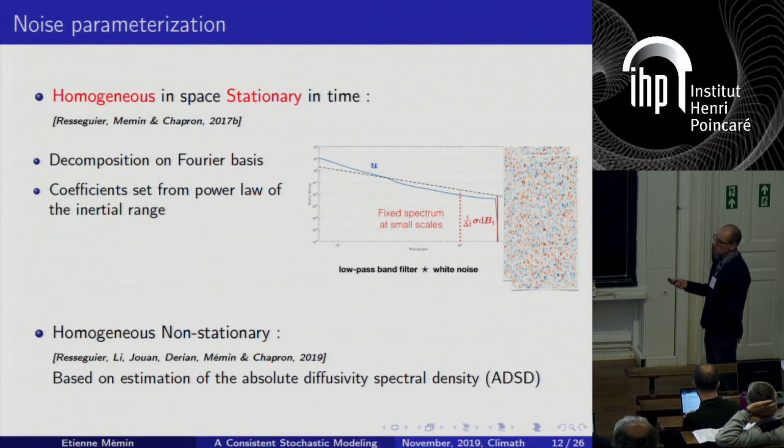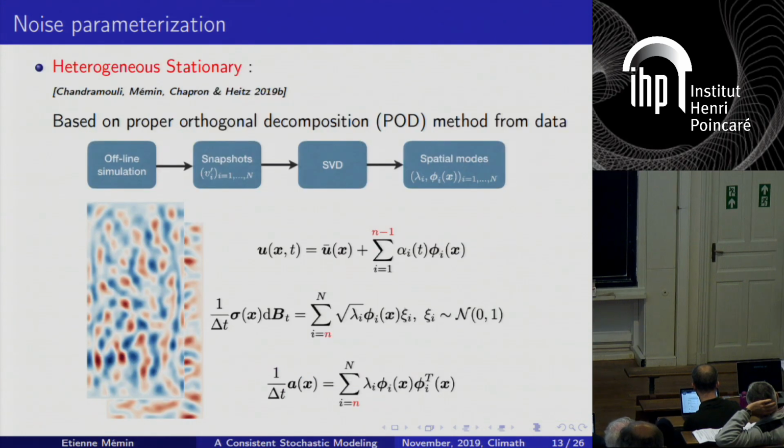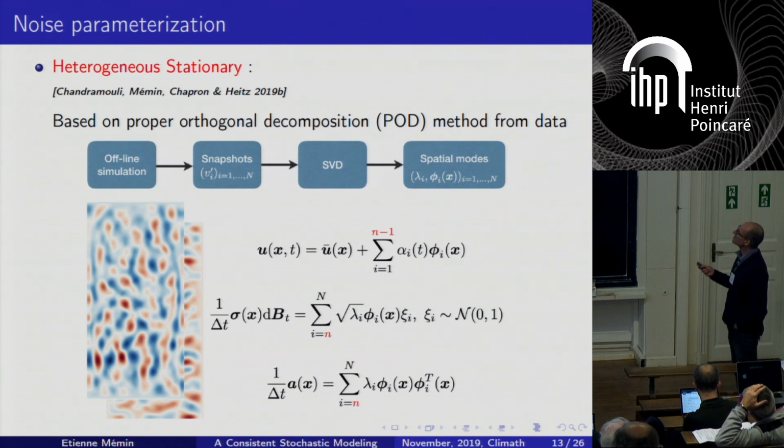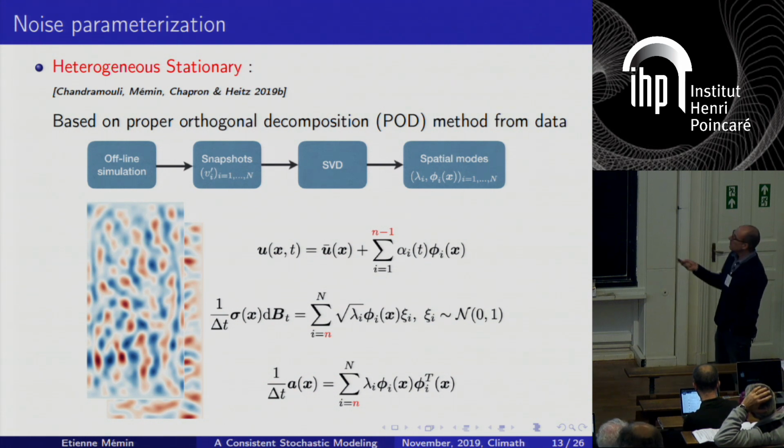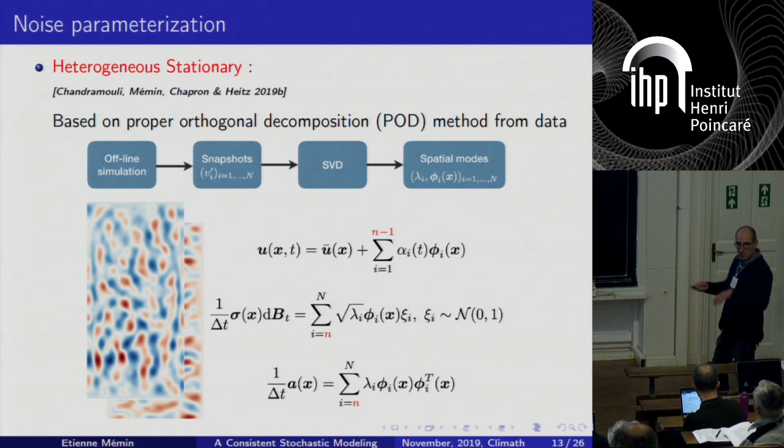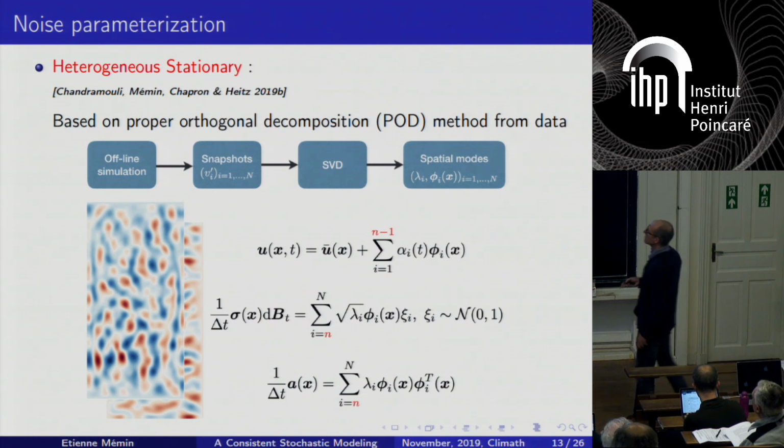You can go to a non-stationary noise if you consider an instantaneous spectrum instead of a fixed spectrum. To get a heterogeneous, non-homogeneous stationary noise, you can rely on a POD or EOF strategy, which means that you need to have some fine resolution simulation of your deterministic system. You take the snapshots, you then apply SVD to diagonalize the autocorrelation matrix, and then you use the eigenfunctions of this tensor in order to build the basis. So the basis will be fixed for all time, so that's stationary in time.